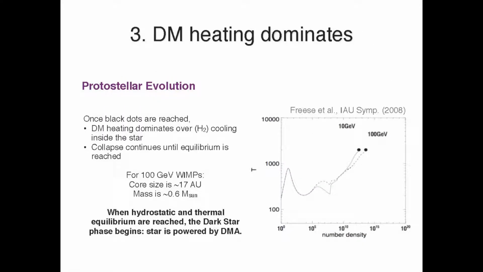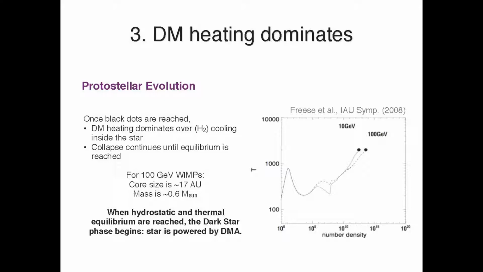Okay, so the last thing is that dark matter heating dominates. This is a picture of the protostellar evolution, in the temperature-number density plane. You can think about a dark star phase protostar following this evolutionary track for 2 different masses of dark matter particles. Basically, if you look at the evolution, you're watching it until the dark matter heating dominates over other heating and cooling mechanisms. So in this case, it's over the molecular hydrogen cooling.